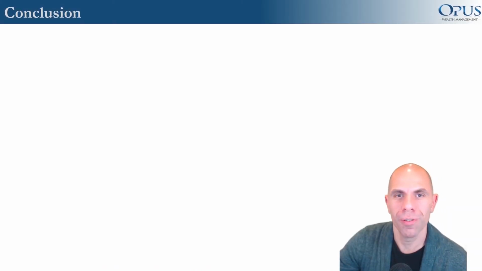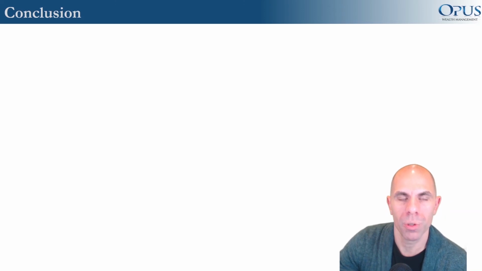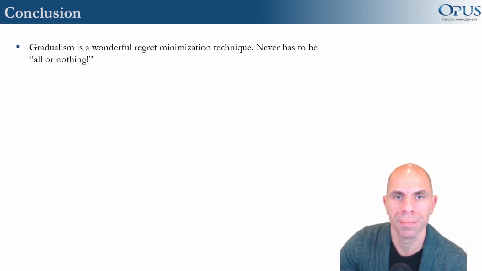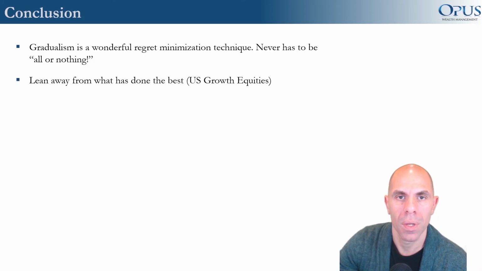So what should you conclude from all this? Let me go through a few bullet points of takeaways. One is, remember that gradualism is a wonderful regret minimization technique. My least favorite question to get is, should I be in the markets or not? Because it presupposes that you only have two choices, all or nothing. I would suggest gradually rebalancing away from markets that are getting more expensive and towards markets that are getting cheaper. It never has to be all or nothing.